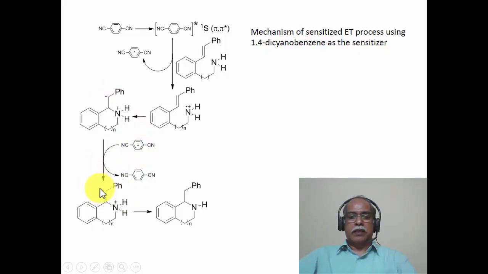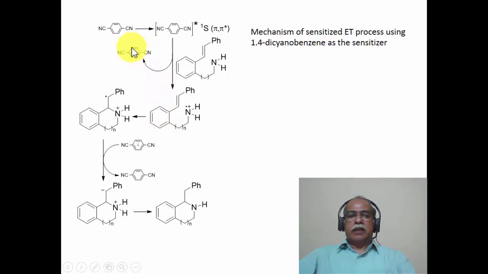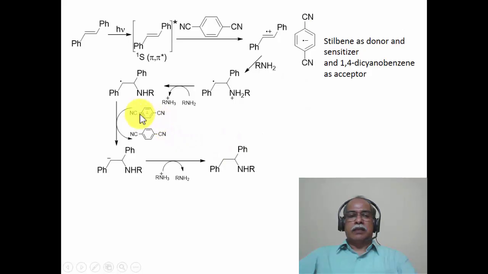So the production of these two molecules based on the amine cyclization can be explained on the basis of the electron transfer from the amine to the dicyanobenzene, which is the excited state sensitizer in this particular case. The sensitizer is always regenerated in the catalytic cycle if you look at this. For example, in this case also the sensitizer is regenerated. This sensitizer is also regenerated during the course of the return electron transfer process.